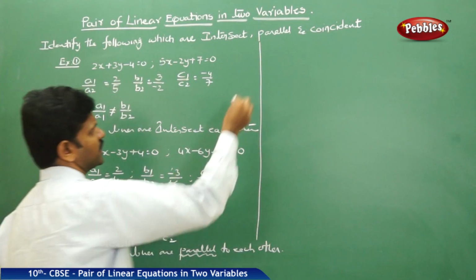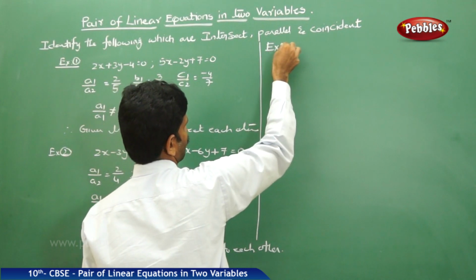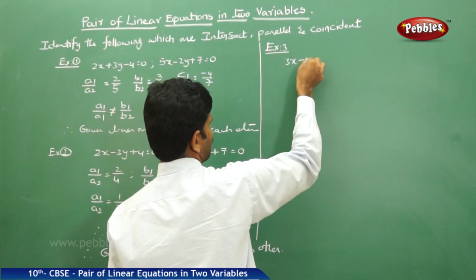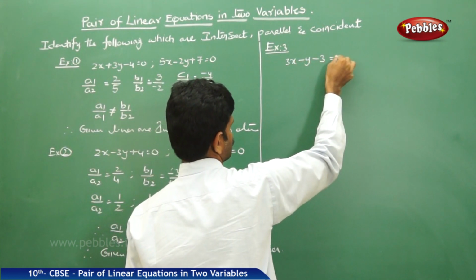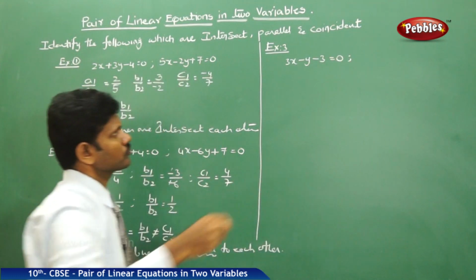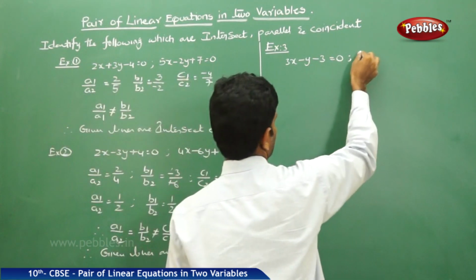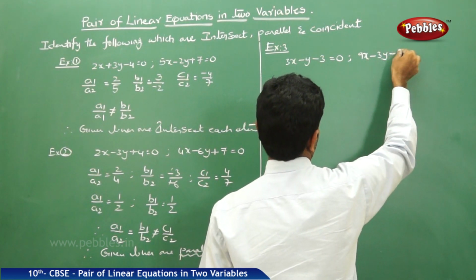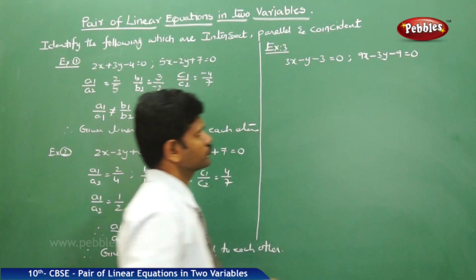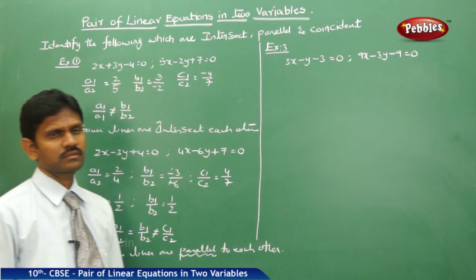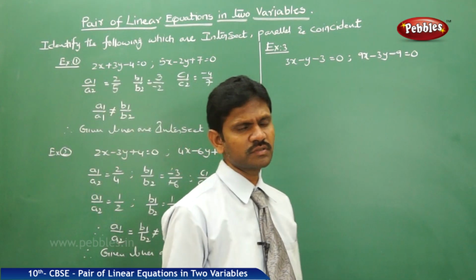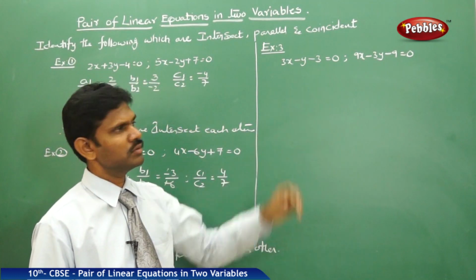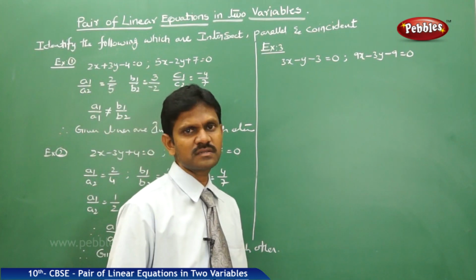Now, example 3. 3x minus y minus 3 is equal to 0. Next one, 9x minus 3y minus 9 is equal to 0. Observe these two equations. Now consider the equations 3x minus y minus 3 is equal to 0 and 9x minus 3y minus 9 is equal to 0.